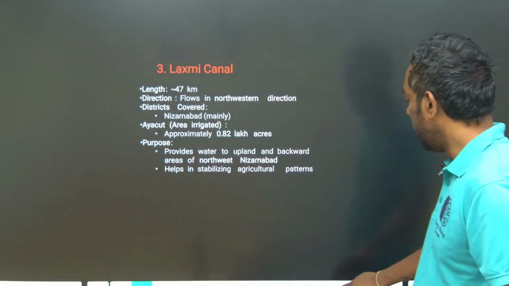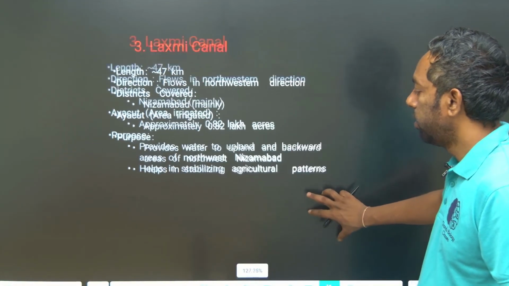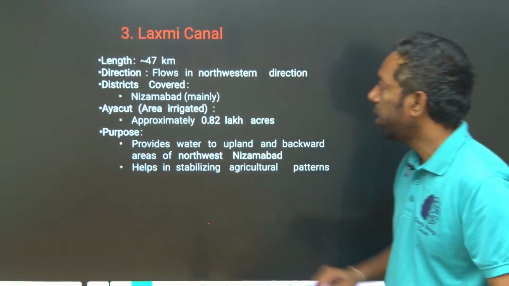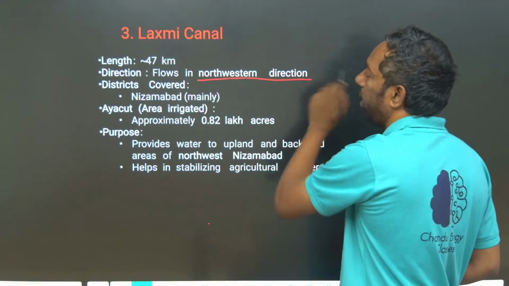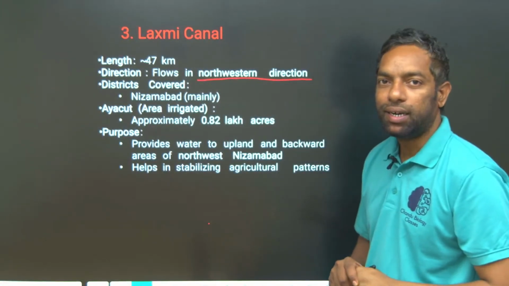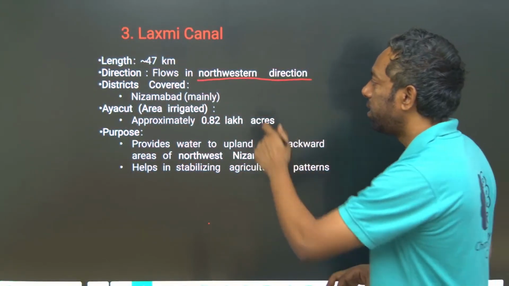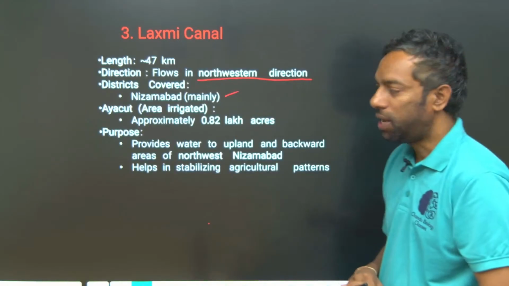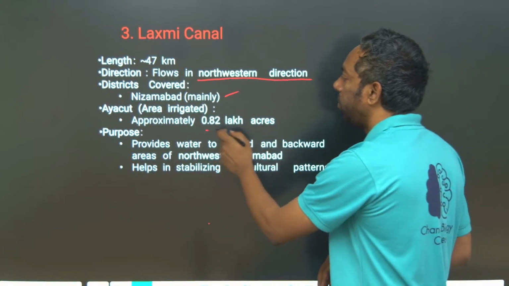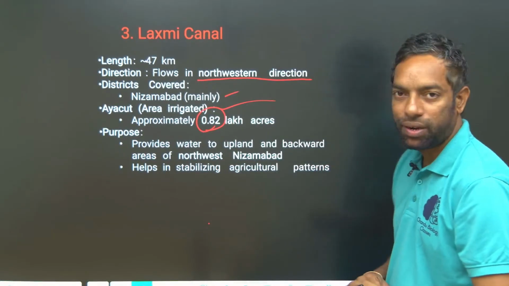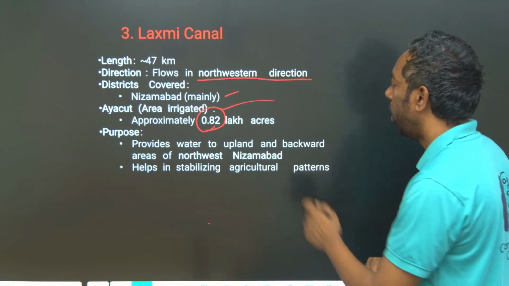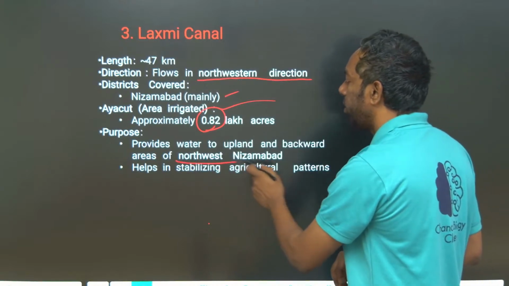Next, Lakshmi canal. The Lakshmi canal flows in the northeastern direction, north and east. The ayakat is mainly in Nizamabad, approximately 0.82 lakh acres, meaning 82,000 acres. It supplies water to the northwest of Nizamabad.